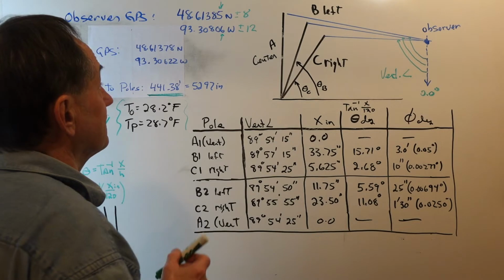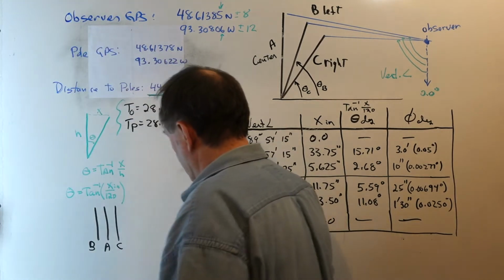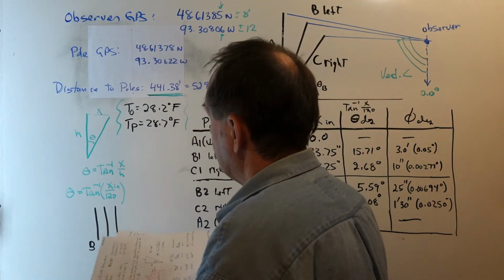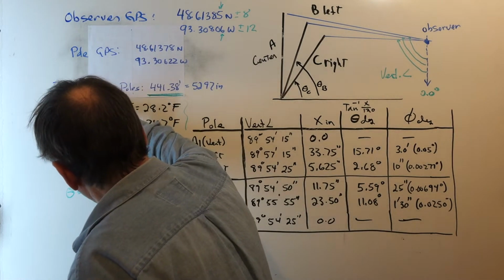Now, to get the tilt angle, what I did is, once a pole was adjusted, we have the vertical pole, which is the center pole.